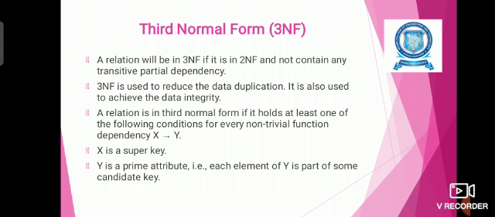A relation is in 3NF if it holds at least one of the following conditions for every non-trivial FD X implies Y: X is a super key, or Y is a prime attribute. That is, each element of Y is part of some candidate key. So here the condition is the attribute should not contain any transitive partial dependency on other attributes.